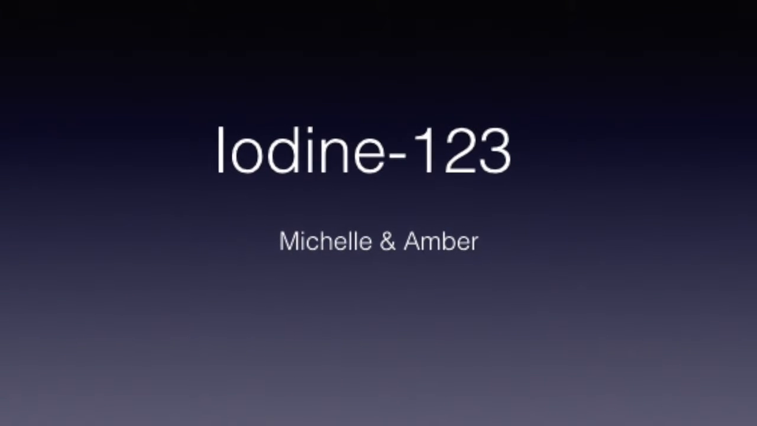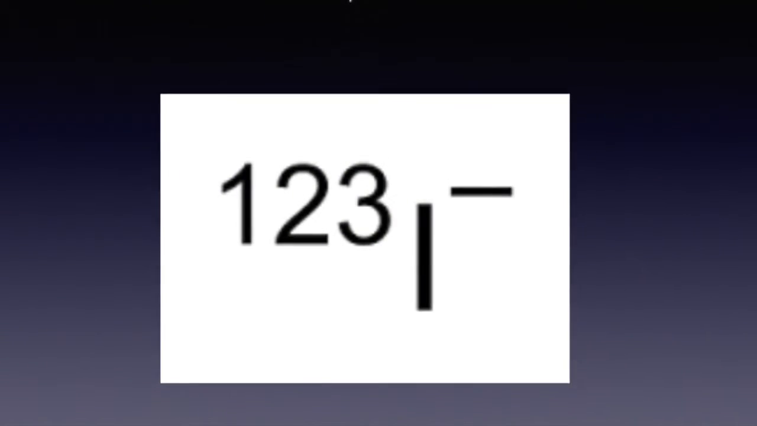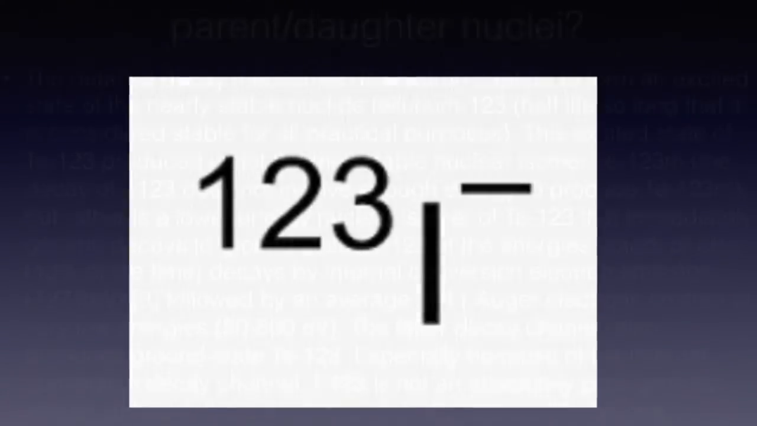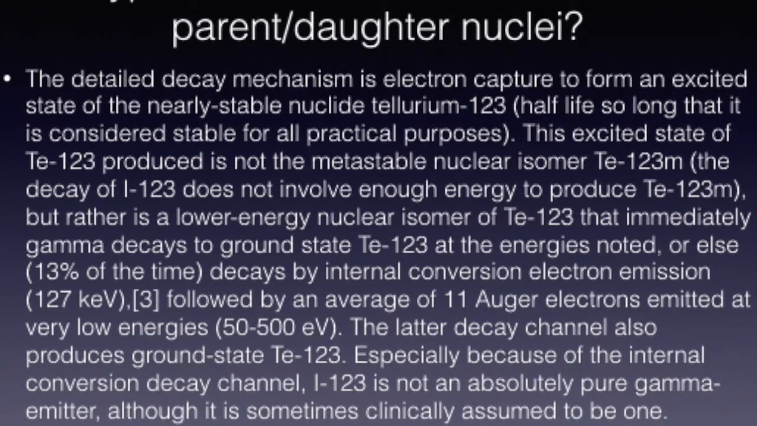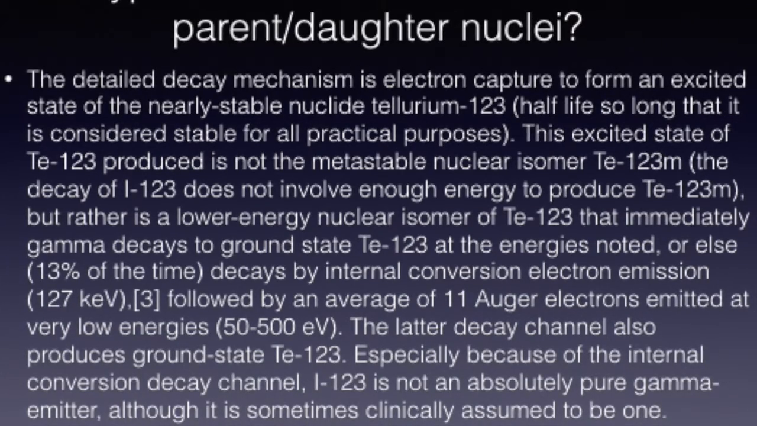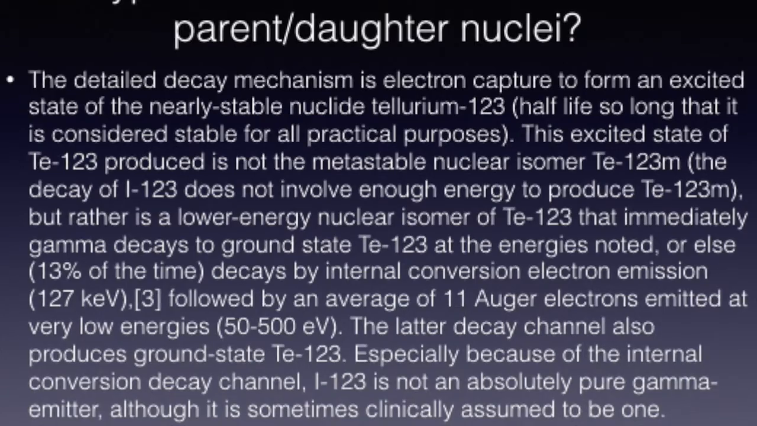Today, we are going to talk about the formulas of the isotope iodine-123. Does it decay or undergo fission or fusion? What type of nuclear reaction? What are the parent or daughter nuclei?